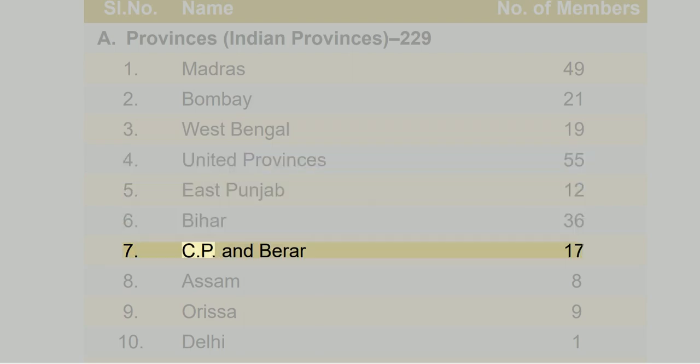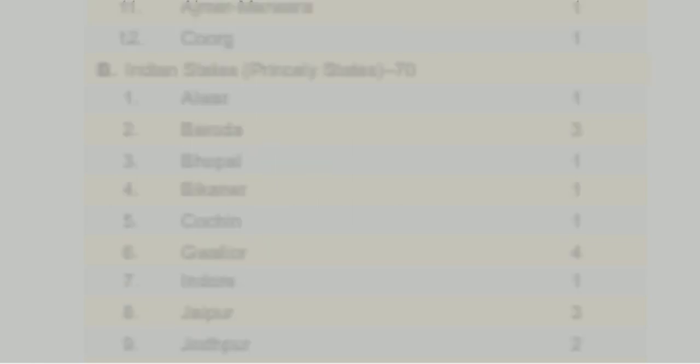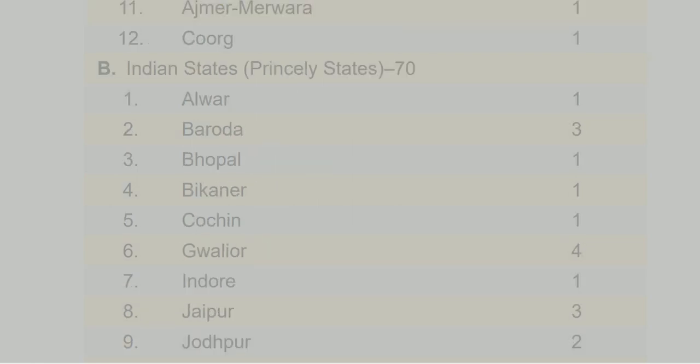CP and Berar 17-8. Assam 8-9. Orissa 9-10. Delhi 1-11. Ajmer Merwara 1-12. Coorg 1-B. Indian States, Princely States, 71. Alwar 1-2. Baroda 3-3. Bhopal 1-4.